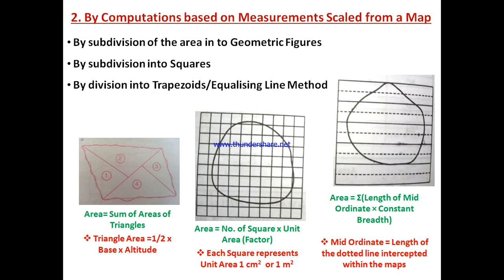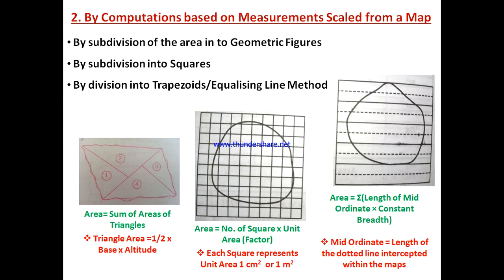Okay, so how to do that? How to calculate the value of each square? In this particular case we need to follow certain steps. We need to have a tracing paper in which squares are drawn and each square is representing a unit area.